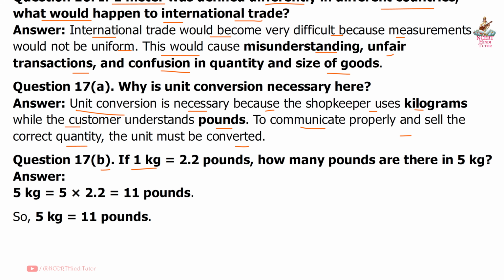B. If 1 kg is equal to 2.2 pounds, how many pounds are there in 5 kg? Answer: 5 kg is equal to 5 multiplied by 2.2, which is equal to 11 pounds. So 5 kg is equal to 11 pounds. So friends, as you can see here, 1 kg is equal to 2.2 pounds. So if we multiply by 5 on both sides, it is equal. So this becomes 5 kg and this becomes 11 pounds.